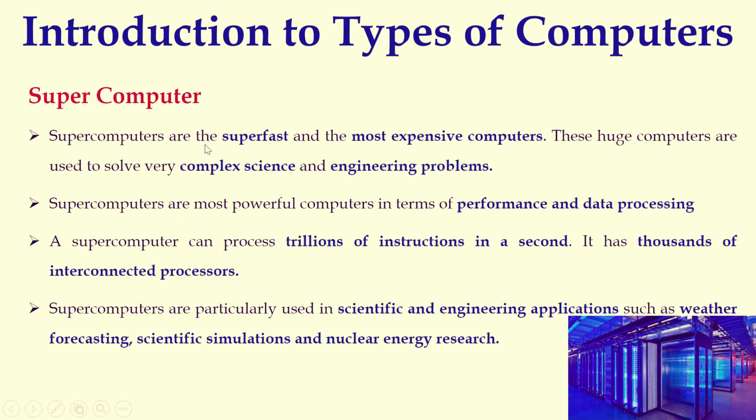Once again, what is a supercomputer? It's a super fast and most expensive computer. It can solve complex science and engineering problems. Supercomputers can handle a huge volume of data, and can process trillions of instructions per second. It has thousands of interconnected processors. It does not have a single processor; it has thousands of CPUs connected together. So supercomputers are used in scientific and engineering applications, weather forecasting, scientific simulations, meaning whenever you want to simulate something you will use supercomputers, and nuclear energy research.